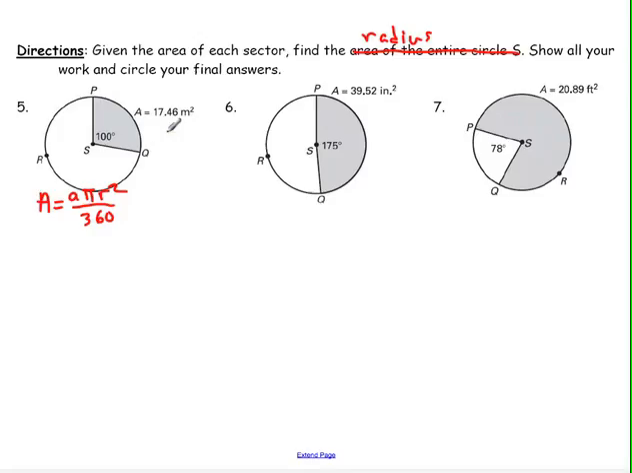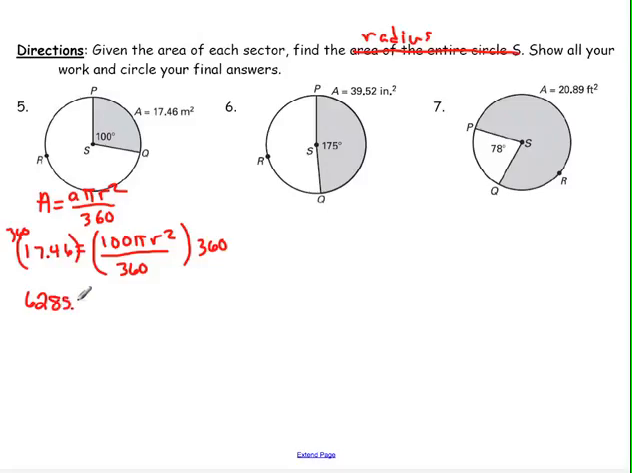Okay, I'm going to substitute in what I know. I know the area of the sector is going to be 17.46. That's going to equal 100 times pi. I don't know r, so I'm going to have to solve for that and divide by 360. Order of operations tells me what I do first would be to multiply the stuff on the top times the r, and then divide by 360. So in order to undo all that stuff, I'm going to actually multiply by 360 first. So first I'll multiply both sides by 360. What that gives me is a pretty large number, 6285.6 equals 100 pi r squared.